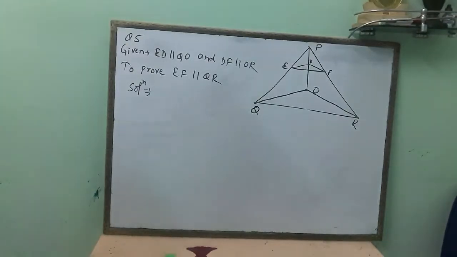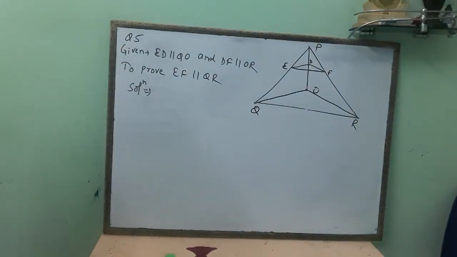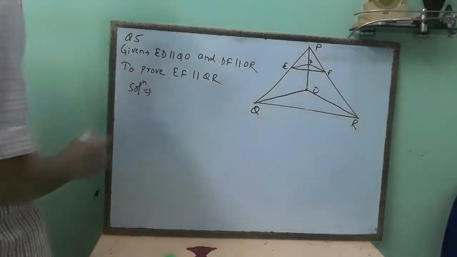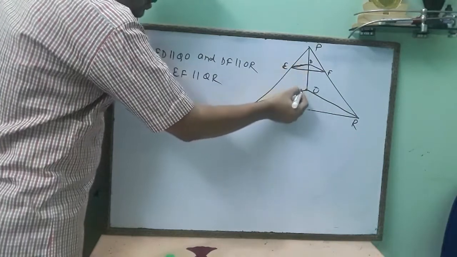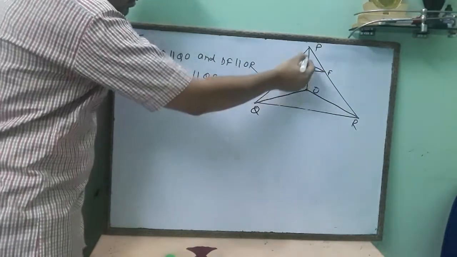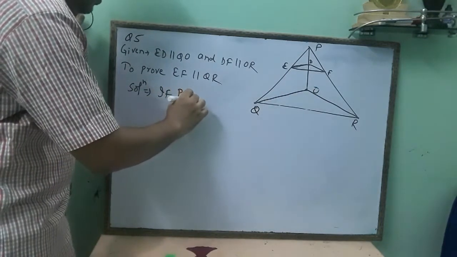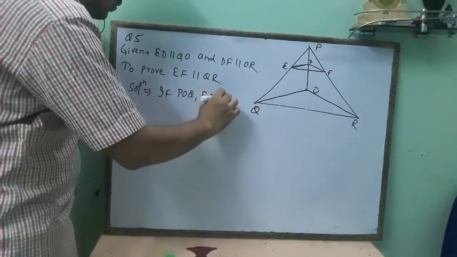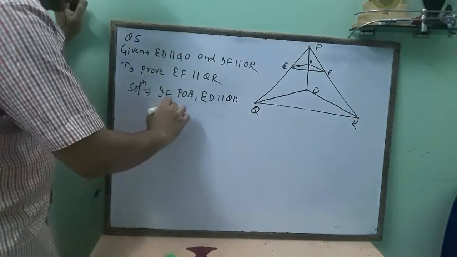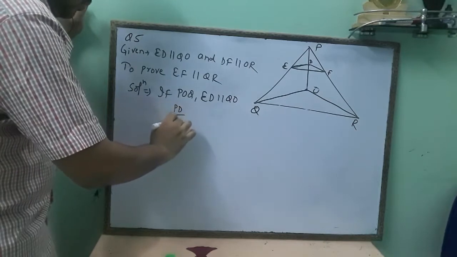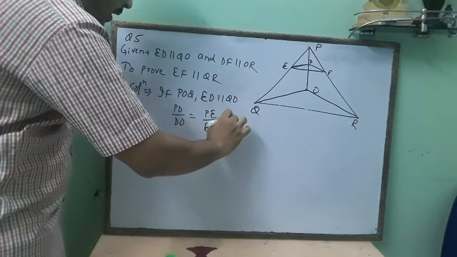See, this is question number 5. In this question, we will use the converse of Thales theorem. See this one, ED is parallel to OQ, so we will use triangle POQ. In triangle POQ, ED is parallel to QO, so we will start with Thales theorem. We can say that PD divided by DO is equal to PE divided by EQ by BPT.